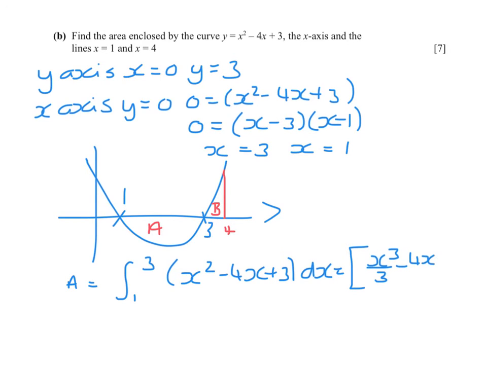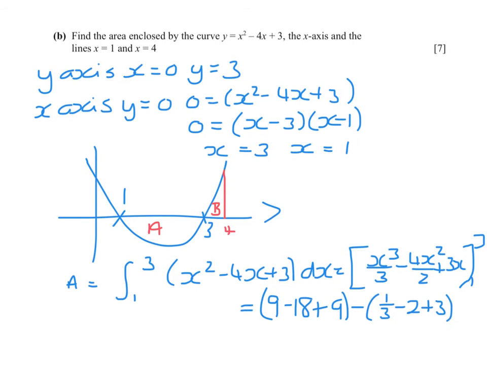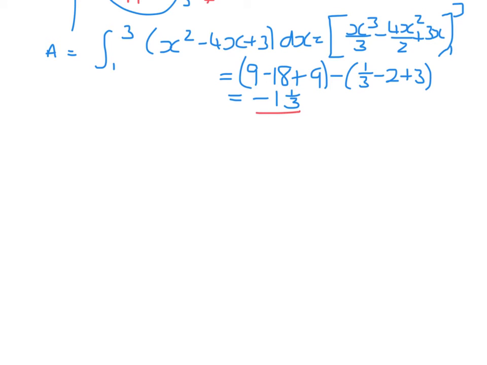Adding 1 to the power and dividing by the new power. And that gives us 3 cubed over 3, which is 9, minus 2 times 3 squared, so minus 18, plus 3 times 3, which is 9. Take away 1/3 minus 2 plus 3, and that gives us negative 1 and 1/3. We've got a negative answer here, and that's because the area is below the axis. So the area that we're looking for will be 1 and 1/3.